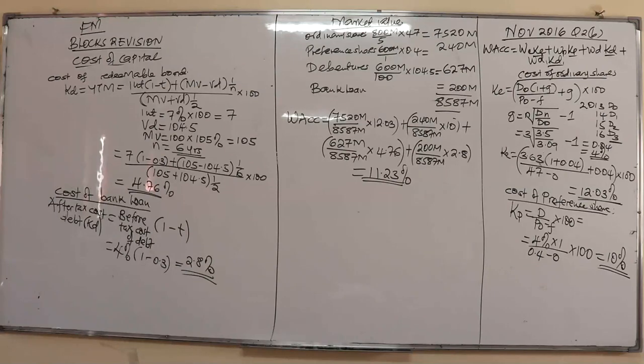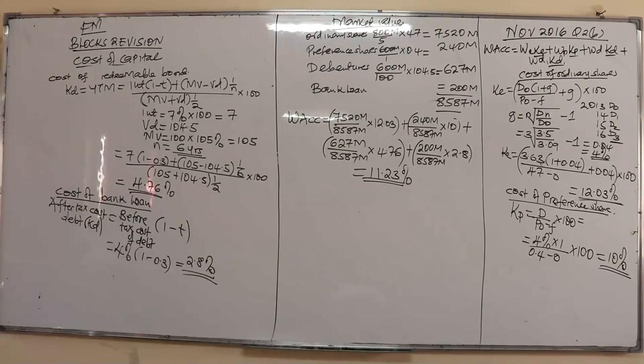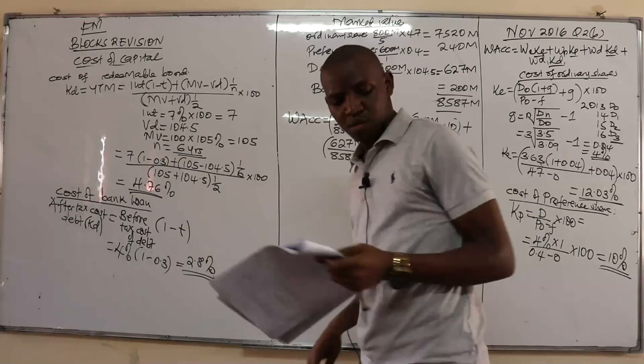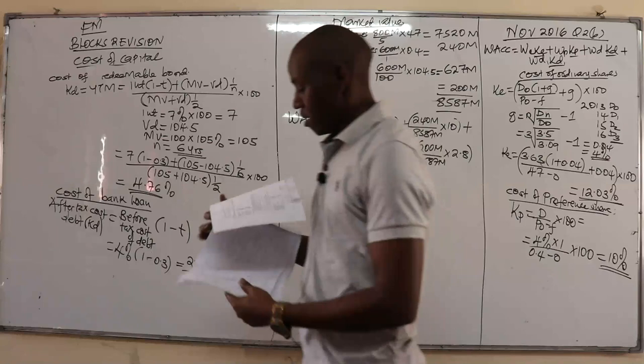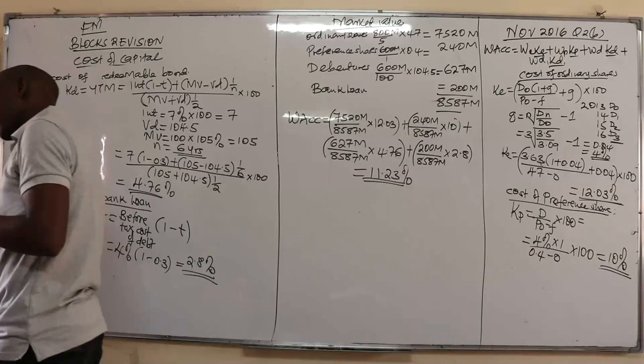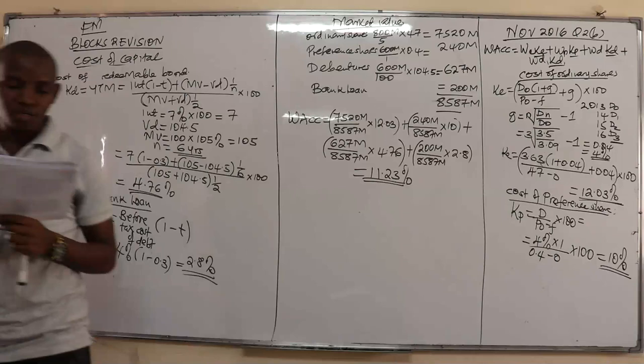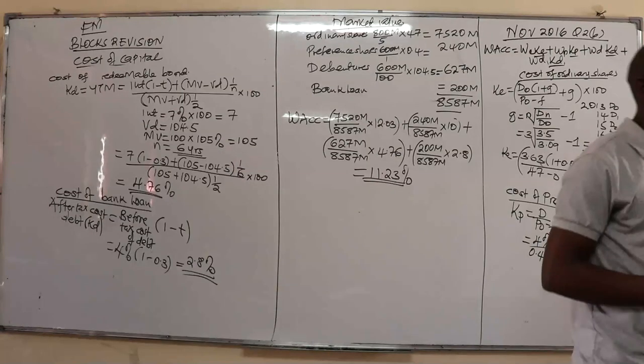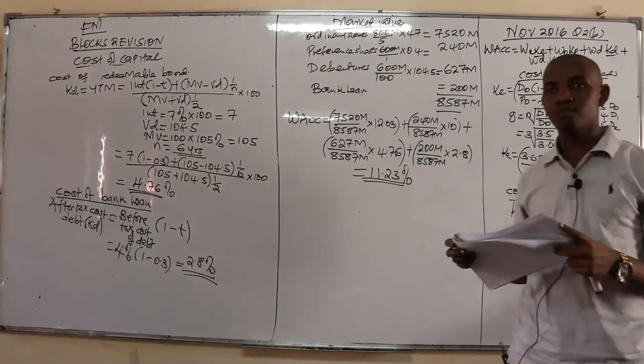So we continue. Now, for Roman number two, you are required to explain four reasons why the cost of equity should be greater than the cost of debt.